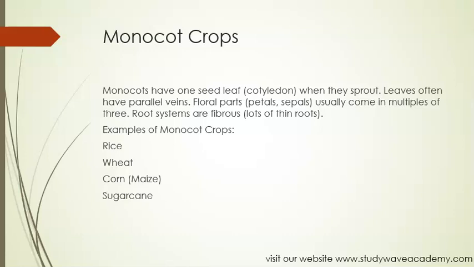Monocot crops are a type of plants that starts growing from a single seed leaf. This means when you plant their seeds, you will see just one tiny leaf pop up first. Examples of monocot crops: rice. We eat rice and it's a monocot crop. It starts growing from one little leaf.